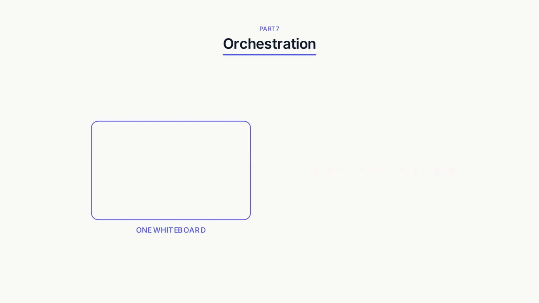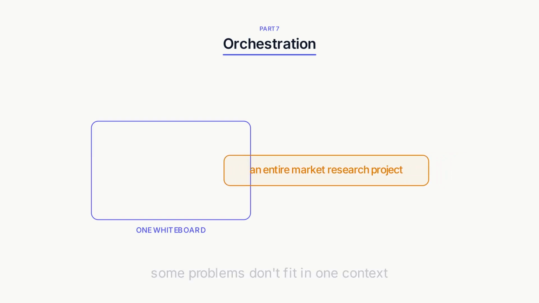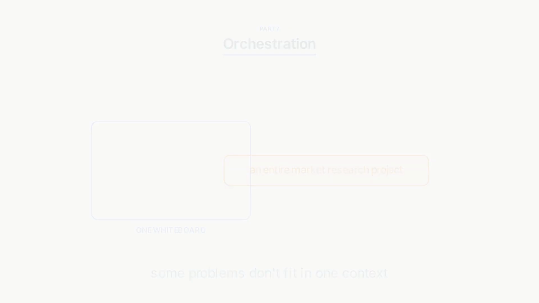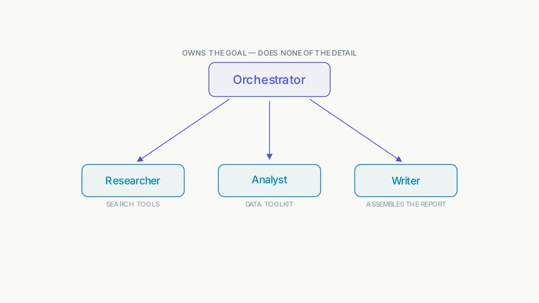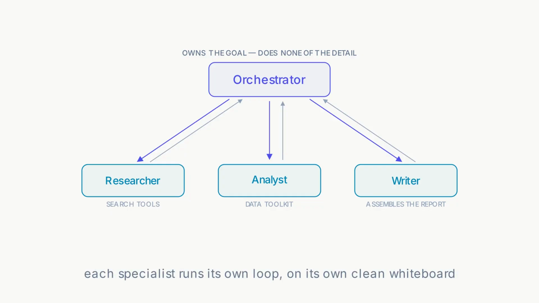Part 7: Orchestration. Everything so far describes one agent, one whiteboard, one loop, but some problems are simply too big for that. A single context window cannot hold an entire market research project. That's when designers reach for a team. The most common pattern is the supervisor. One orchestrator agent owns the goal and does none of the detailed work itself.